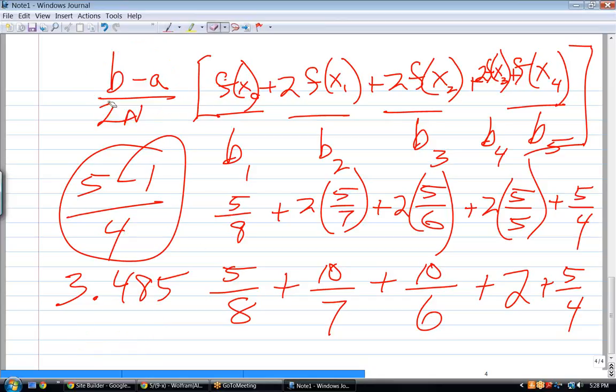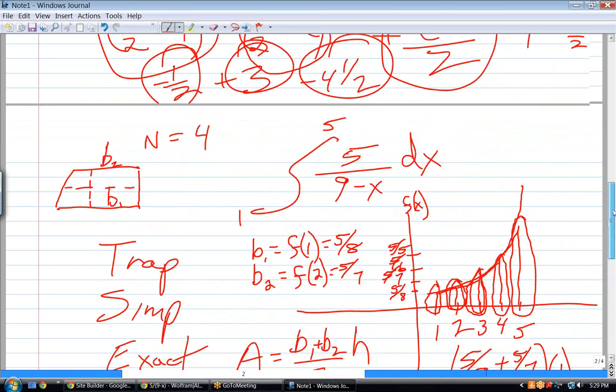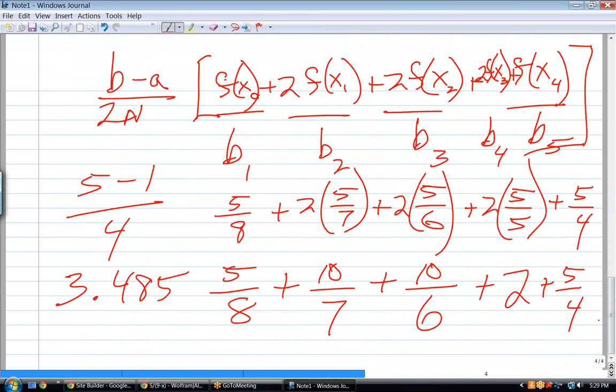Did you hear what I said? I gave it to you wrong the first time. It's b minus a divided by 2n. And the 2 came from all of these 2's in the denominator here when we did it manually without using the formula. So are we good with the trapezoidal rule?